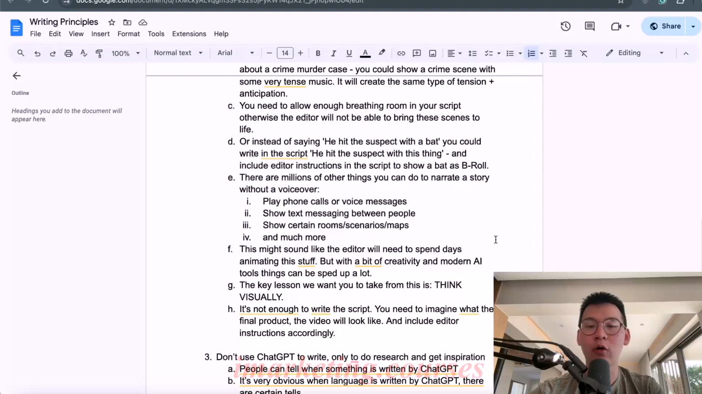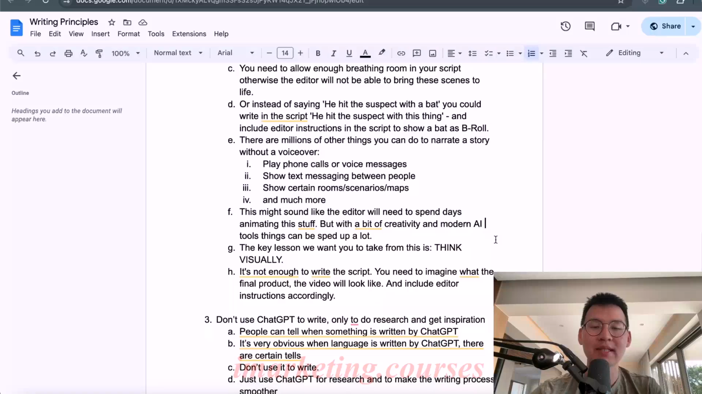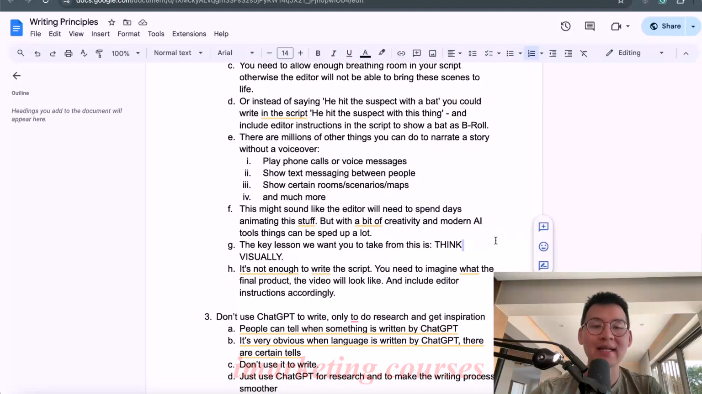So you could play phone calls or voice messages, show text messaging between people, show certain rooms or scenarios or maps, and much more. So this might sound like the editor will spend days animating stuff, but with a bit of creativity, modern AI tools can speed up a lot of this editing.